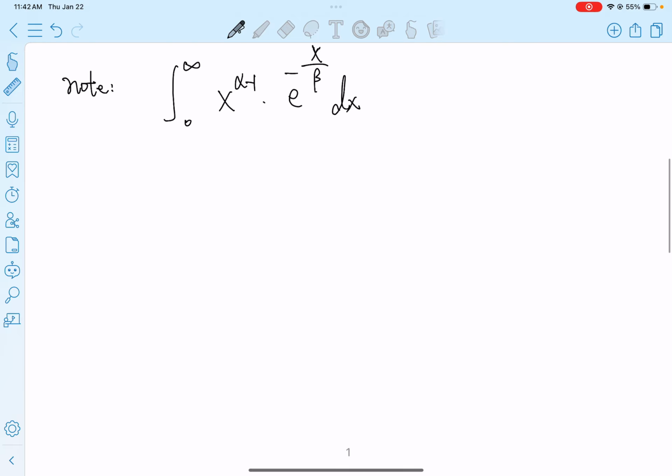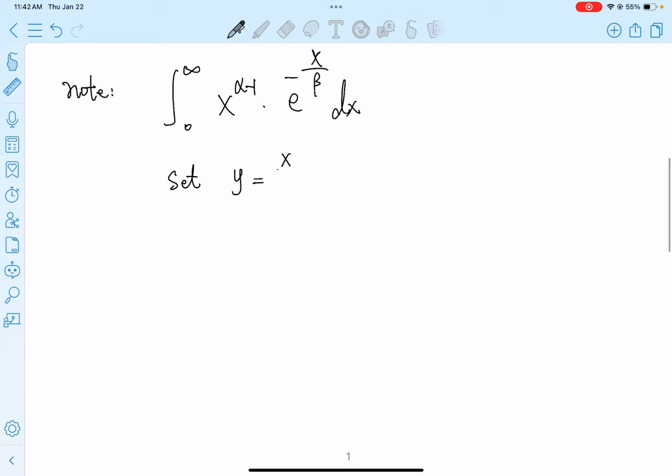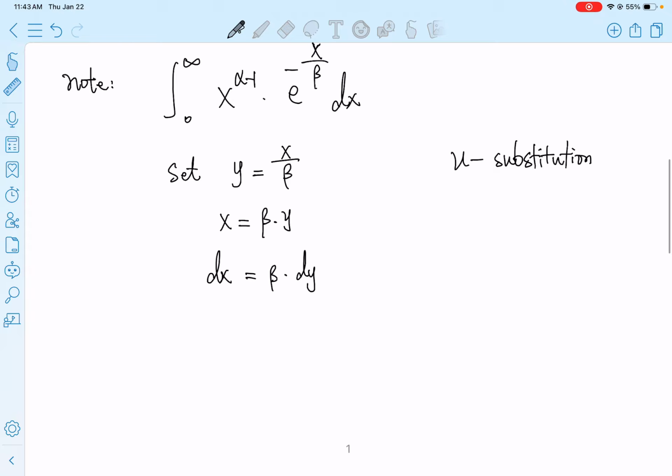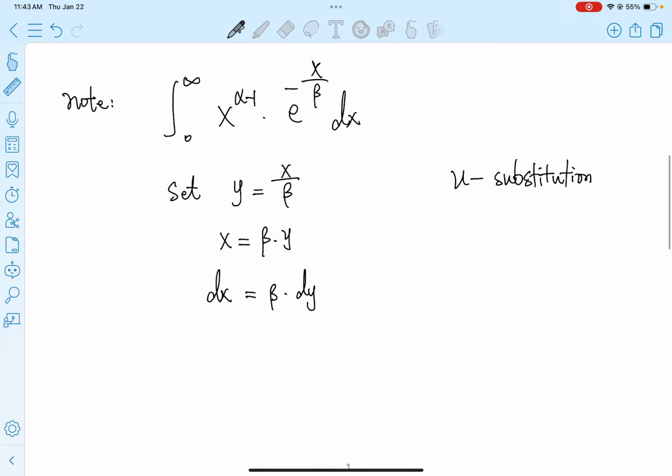First of all, let's set y equal to x over beta. So this is kind of like a u substitution again. Once we parameterize y equal to the fraction in the power, we know that x is equal to beta multiplied by y, and that is also saying dx is beta multiplied by dy. Again, we are using u substitution to evaluate this integral here.